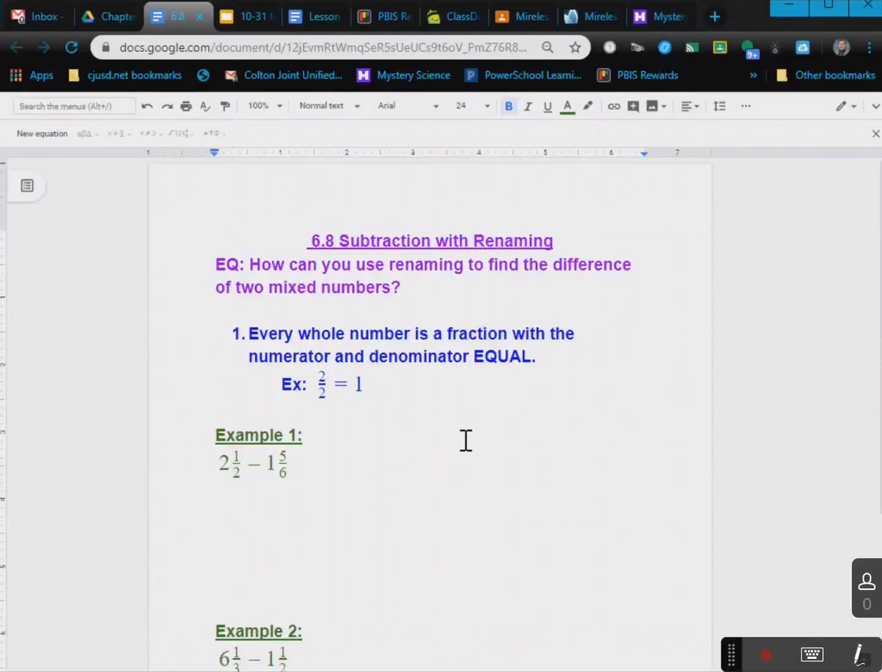Hello everyone, welcome to 6.8, Subtraction with Renaming. The essential question is, how can you use renaming to find the difference of two mixed numbers?